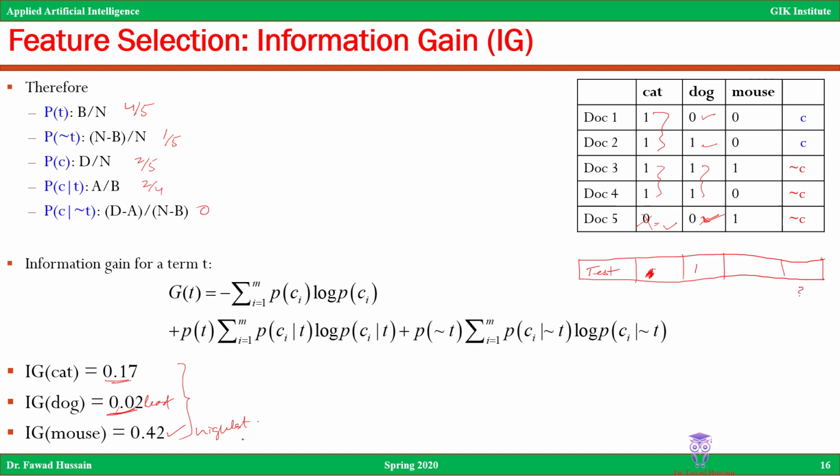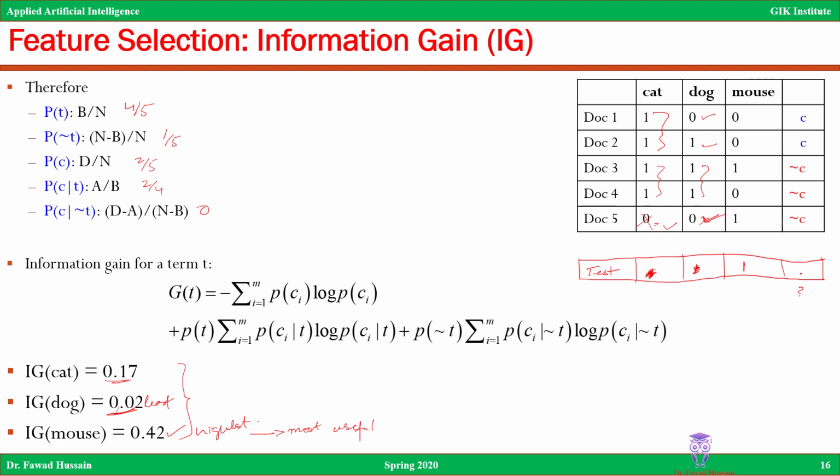So this is the highest, which means this is the most useful feature for me. If this is not given to me, this is not given to me, and I were to know just this, can I make a guess? And the answer is yes.